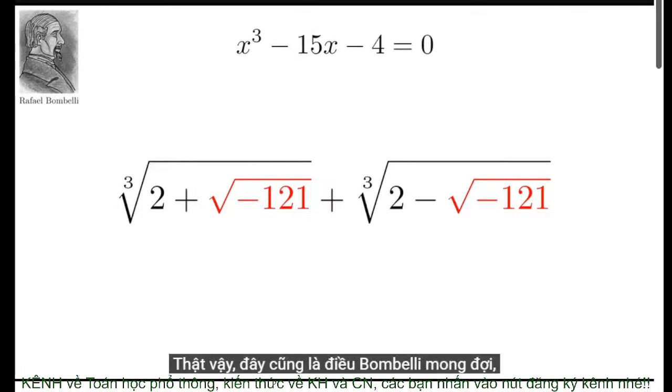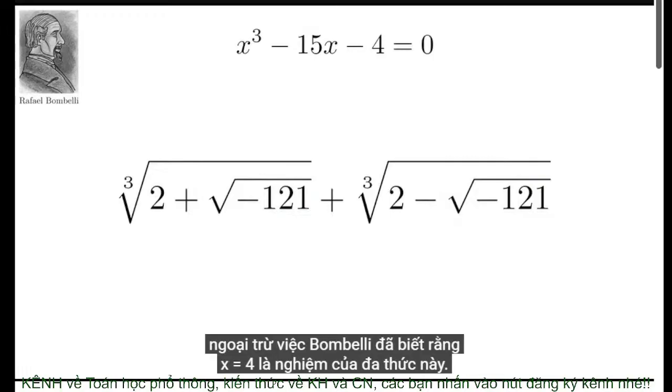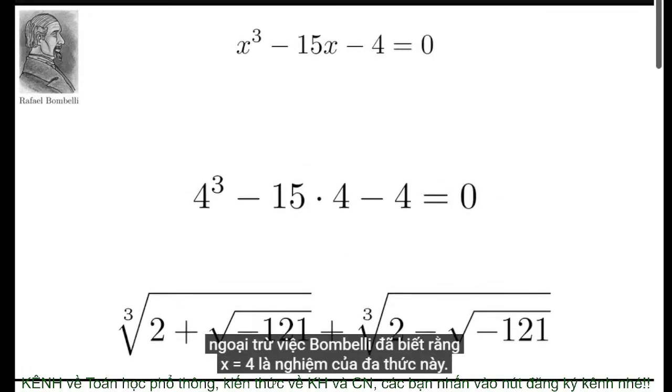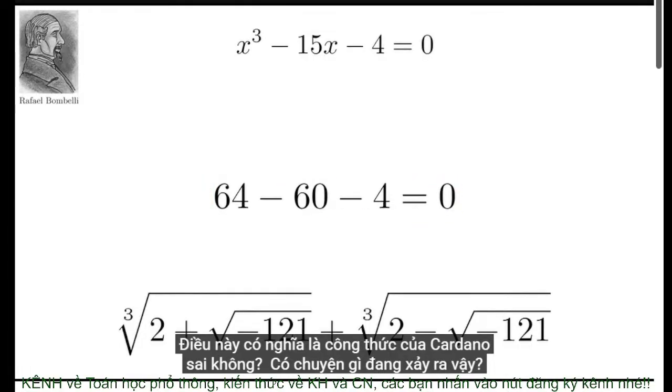Indeed, this is what Bombelli expected also, except that Bombelli already knew that x equals 4 was a root of this polynomial. Did this mean Cardano's formula was wrong? What was going on?